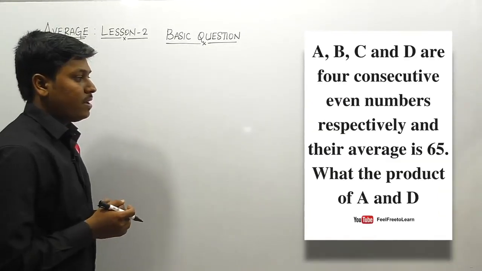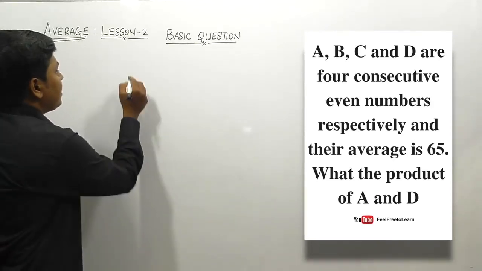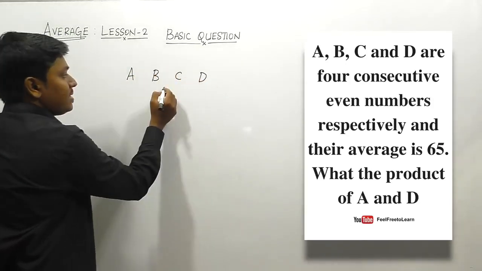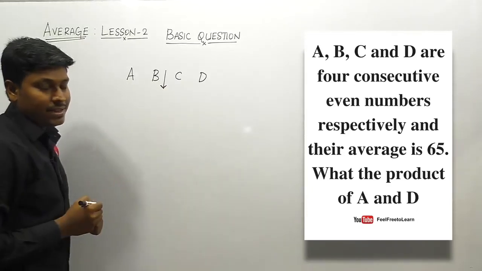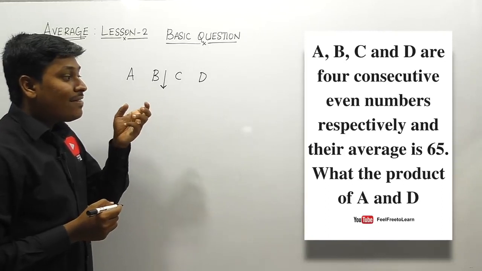Question number 5. So A, B, C, D are 4 consecutive even numbers, right? So they are saying that there are 4 consecutive even numbers, that is A, B, C and D. So if it is a consecutive number, just now we have solved the question, the center number will be its average, right? Okay. So there are 4 consecutive even numbers and their average is 65.